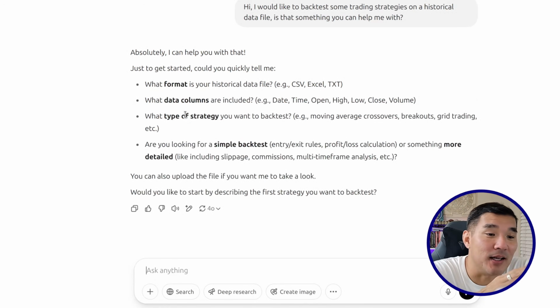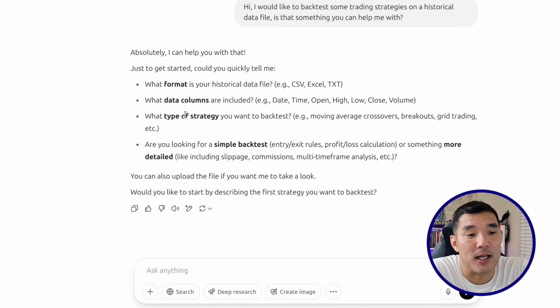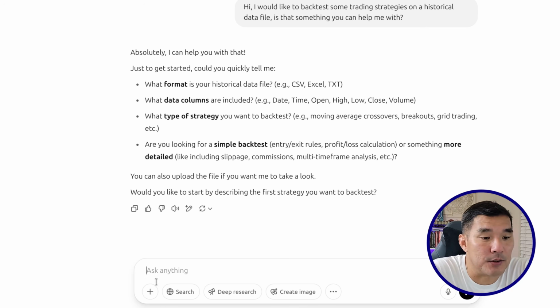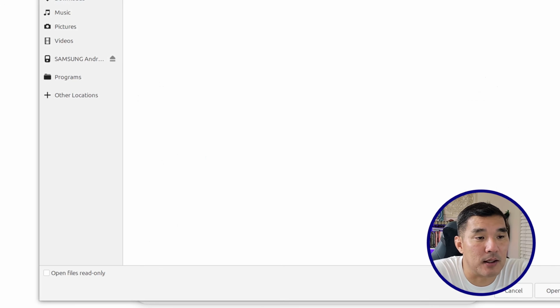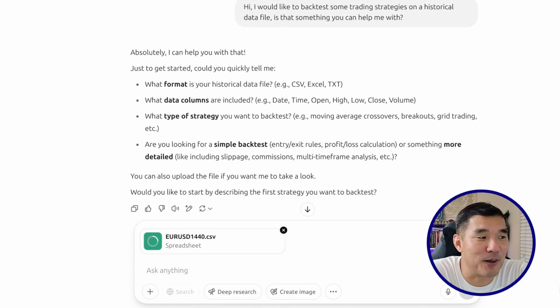Okay, so it's asking a few questions here, and I'm just going to upload the file. I'm not going to answer all these questions. I'm just going to upload the file and see if it can read it. So to do that, I'm going to click on the plus button here, upload from computer, and upload that file that I downloaded from MetaTrader. Open that up right there. And as you can see, that's attached.